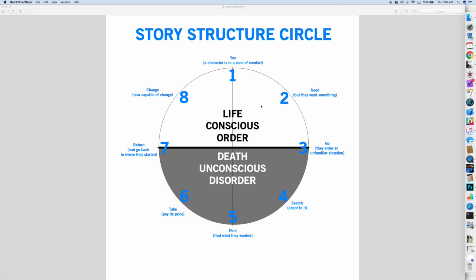So again, top is going to be your life, your ordinary world. Bottom, your unconsciousness, chaos, disorder, special world. And then you've got inaction on one side and action on the other. The individual steps are pretty straightforward. It took me a little bit to understand what they mean and how they work, but they all relate pretty well to a 3-act structure, and they all just make me go, aha, it makes sense.